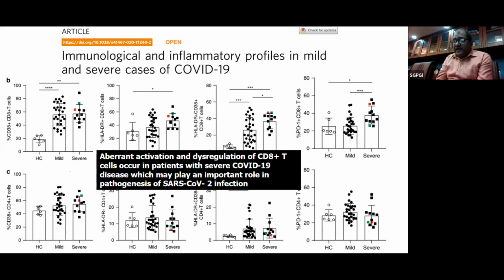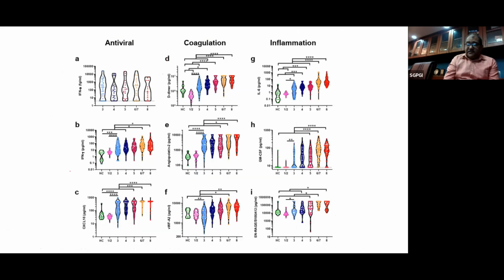So there is aberrant activation and dysregulation of CD8 positive T cells in patients with severe COVID-19. Probably it might be playing an important role in the pathogenesis of the viral pneumonia or ARDS.